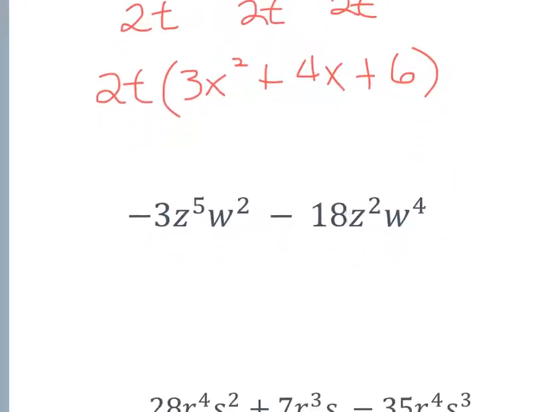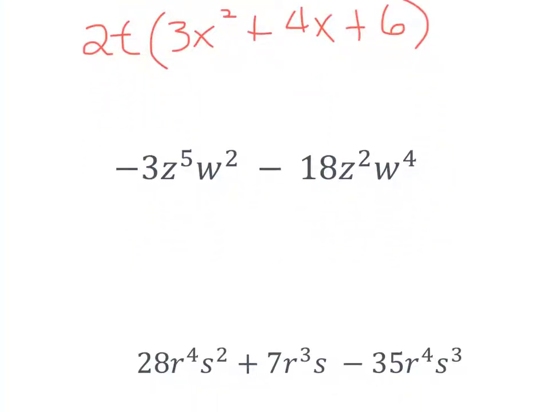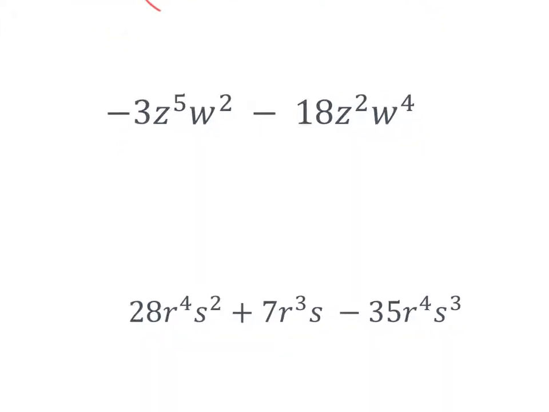Now, if my terms are all negative, I'm going to factor out a negative GCF. So for this one, what is my GCF between -3 and -18? What's the GCF between 3 and 18? It's going to be 3, right? Okay, but in this case, because they're both negative, I'm going to pull out a -3.